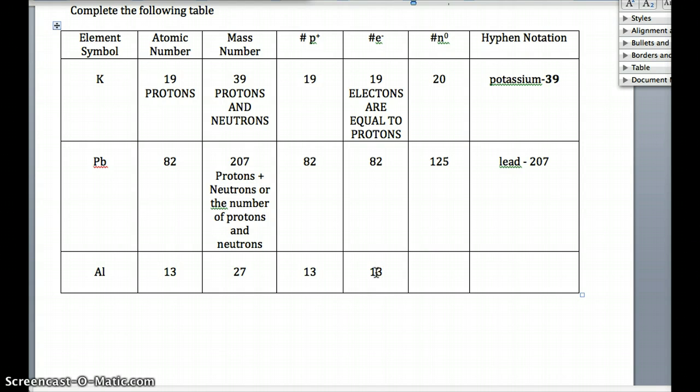To find the neutrons, you would take the mass number, 27, subtract the number of protons, because this is protons and neutrons. Take away the protons, you'll end up with neutrons. So 27 minus 13 is 14. And the hyphen notation then would be the name of the element, and a hyphen, and its mass number. What was the mass number again? 27. And that's the complete test review.